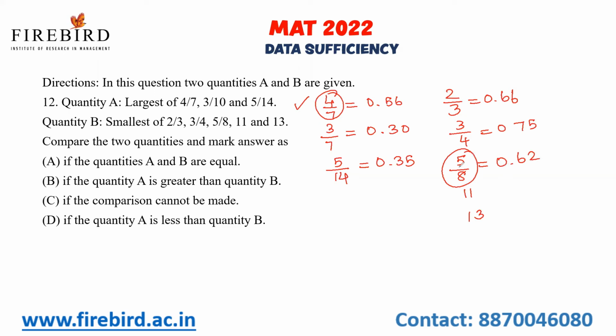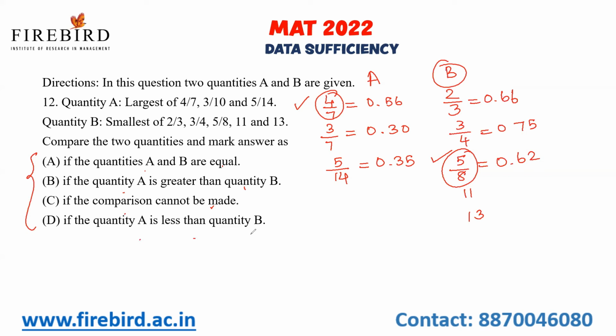Okay, 5 by 8 is the smallest. Now we have to compare these quantities. Which quantities are equal? Whether A and B are equal? No. Quantity A is greater than B? No, this is quantity A and this is quantity B. Okay, comparison can be made.